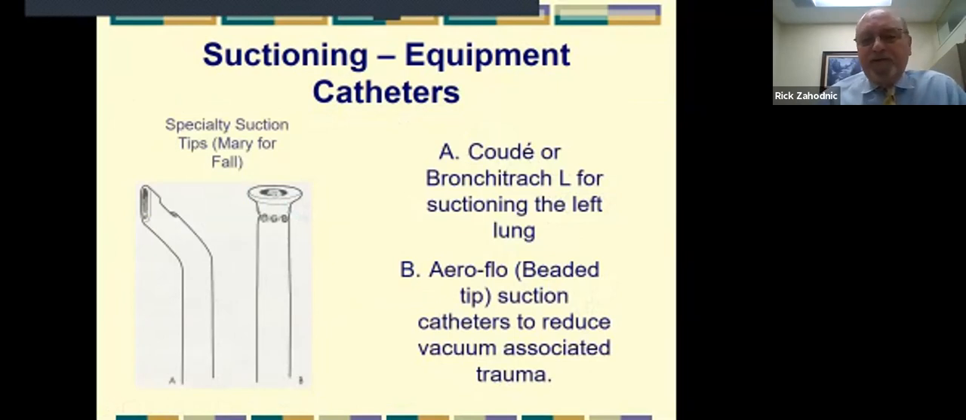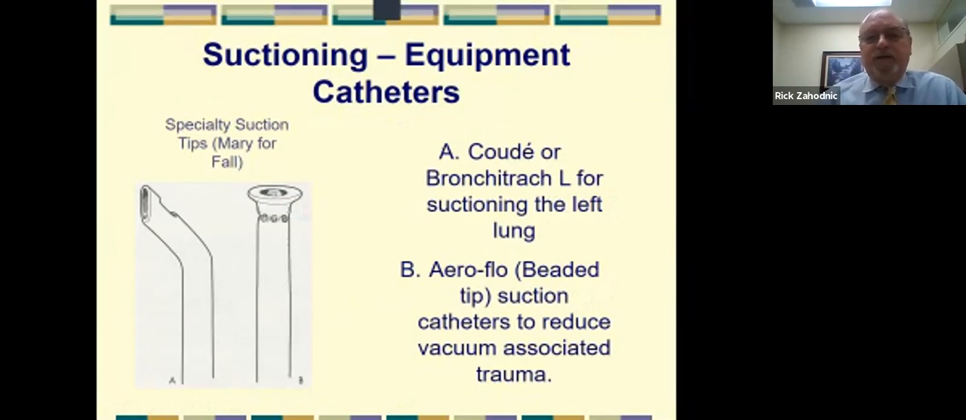There are multiple different types of specialty catheters. One that I do want you to know is the letter A there, what is known as the coude or bronchotrach. This is designed for suctioning the left lung specifically. So the curved tip there, as you're inserting it, will direct it towards the left mainstem bronchus.